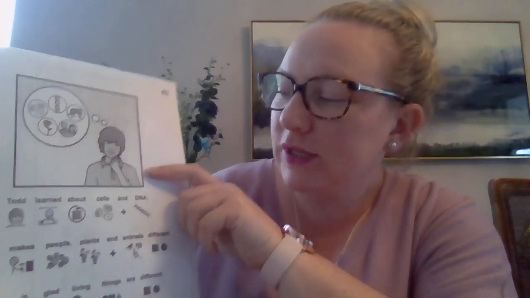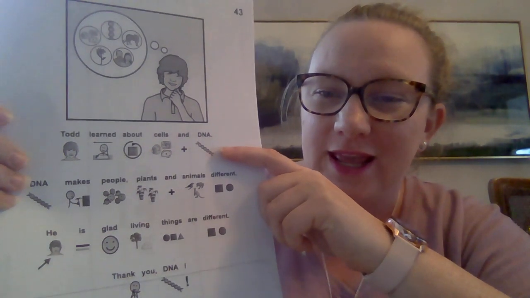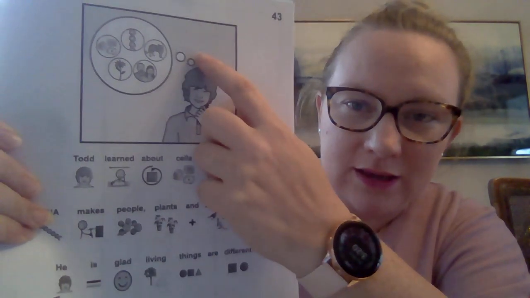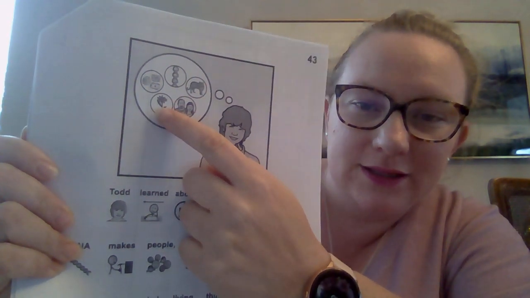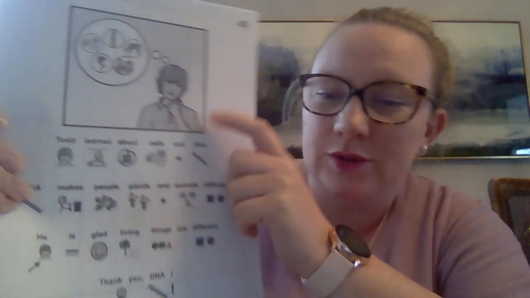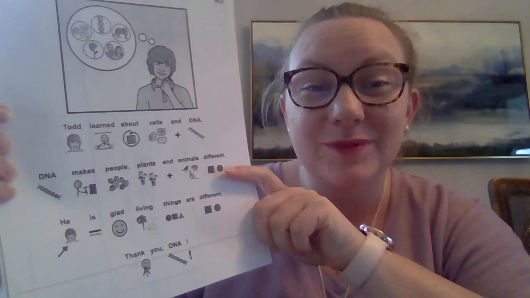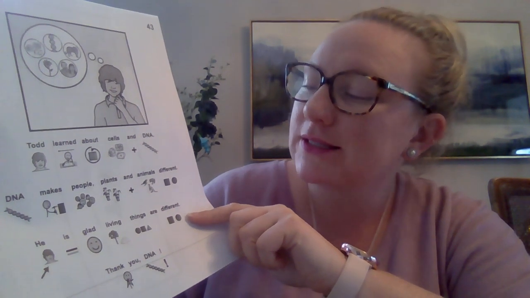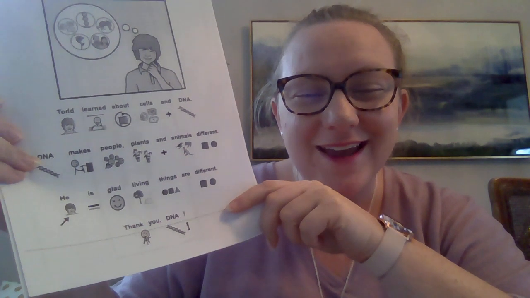Okay, so Todd learned about cells and DNA. That's him thinking about DNA and cells in plants and humans and in animals. It says DNA makes people, plants, and animals different. He is glad that living things are different. Thank you, DNA. Lovely. Thank you, DNA. All right. Cool. We've got that fresh in our head.